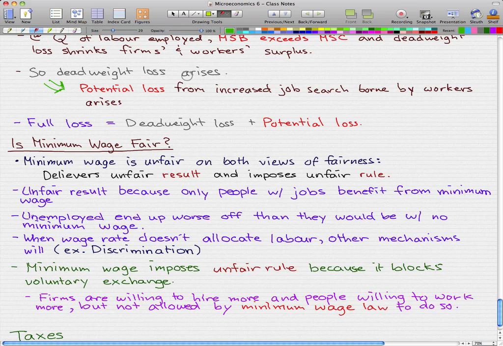Now, when the wage rate doesn't allocate labor, other mechanisms come to work, and those mechanisms are things that we went through before when we were doing price ceilings, and one example of that is discrimination, just hiring people based on their looks, based on what you like about them. Minimum wage imposes an unfair rule because it blocks voluntary exchange. Firms are willing to hire more people, and more people are willing to work, but they are not allowed to do so, or it becomes more disadvantageous to the firms to hire more people because they have to pay the minimum wage.